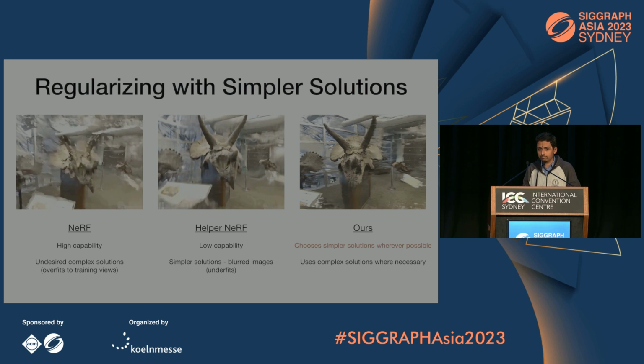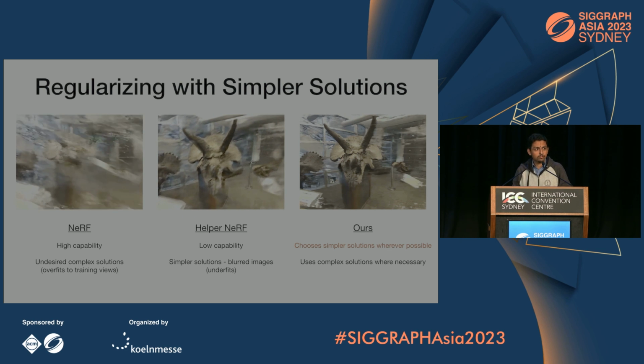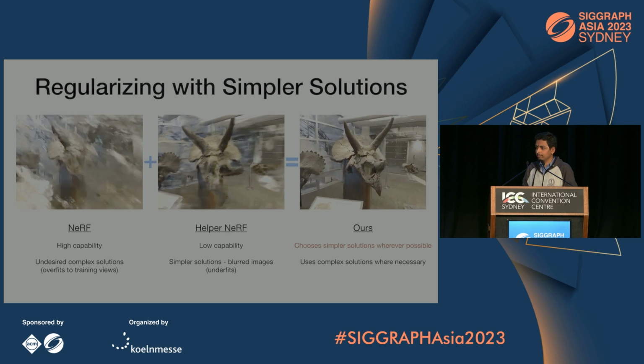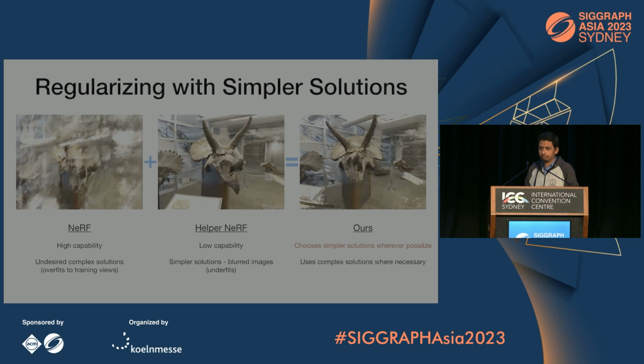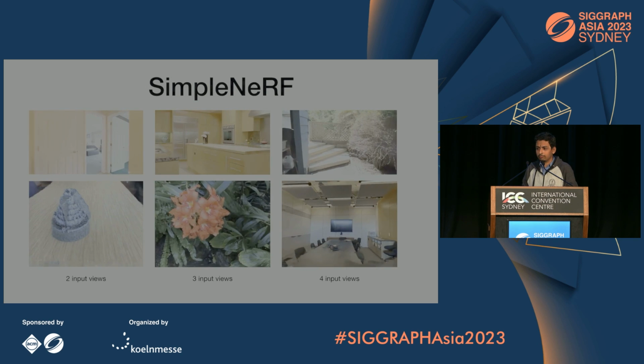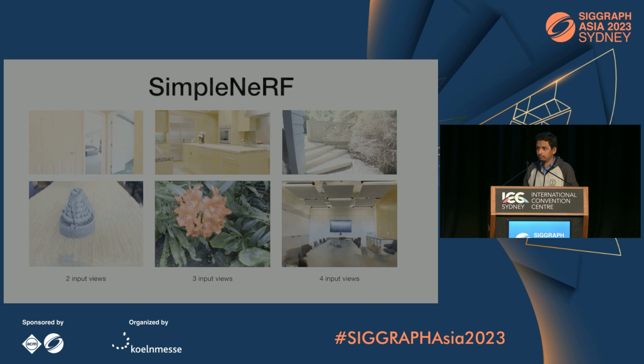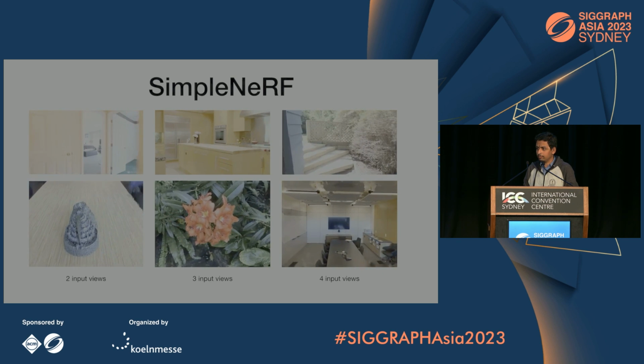By employing helper models that learn only simpler solutions, we guide the NeRF to choose simpler solutions wherever possible and mitigate the distortions. We achieve very good view synthesis performance with as little as 2 input views and outperform all the existing models in the sparse input setting.